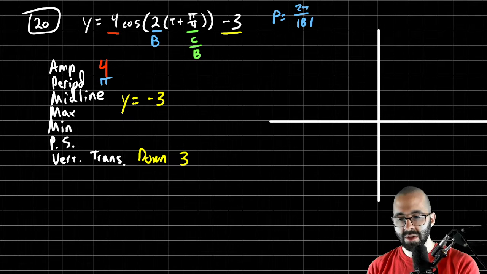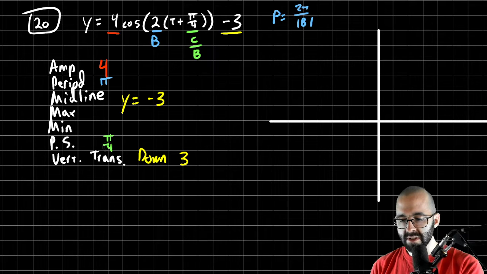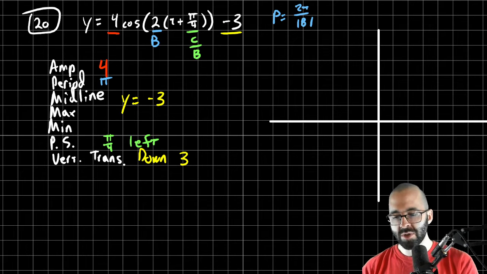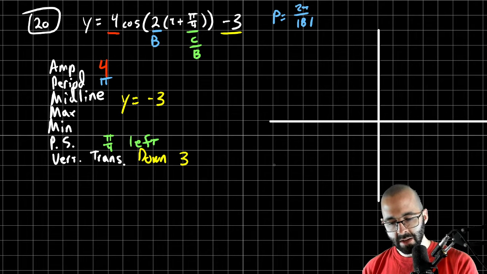The phase shift, though, we do know. Phase shift is c over b. So it's going to be pi over 4. But there's a plus sign when it's usually a minus sign. So it's actually going to be to the left instead of the right. Let's get the maximum and minimum after we draw the graph. So we're going to start by drawing the midline. The midline is going to be at -3.